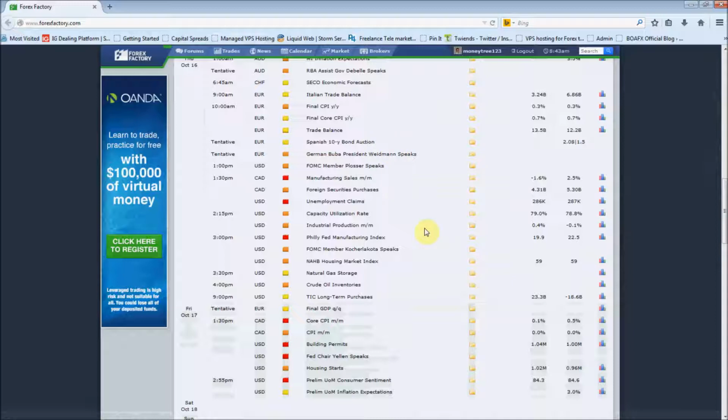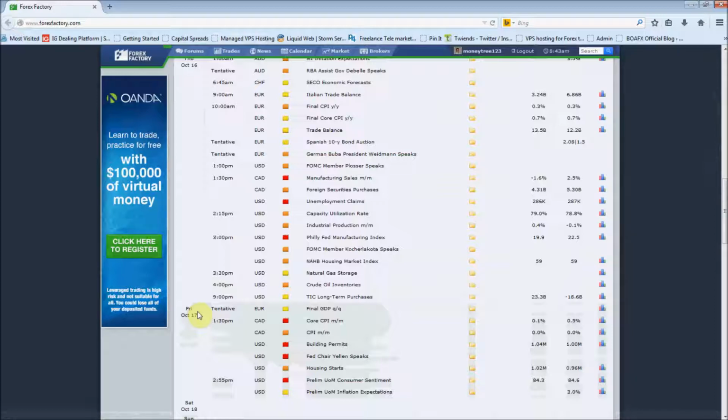3 o'clock we've got Philly Fed manufacturing index. Expected to come in slightly softer as well on the US dollar. Not particularly looking to trade it, but just be monitoring to see what the sort of figures come out as. Friday again we've got Canadian dollar core CPI. Expected to come in lower, giving the Canadian BOC the excuse they need to keep that dovish tone.